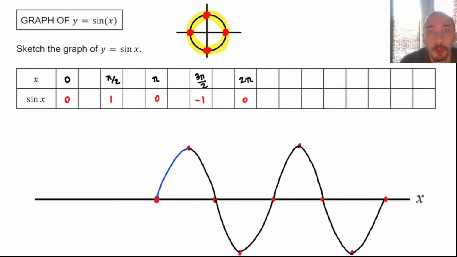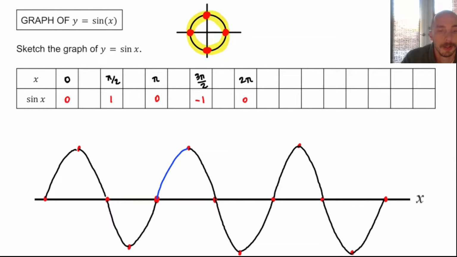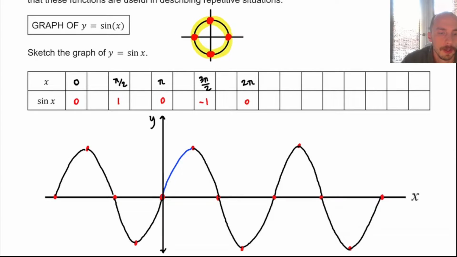So I'm going to put in some more points, and I'll get what we would call another full cycle of the graph. So the last thing I'm going to do is bring in a y-axis, and I had said that the beginning of the blue arc was x equals 0. And x equals 0 is the y-axis, so I put that right there. Okay, so that's going to be the graph of y equals sine x. It makes a wave that just repeats itself over and over and over again.